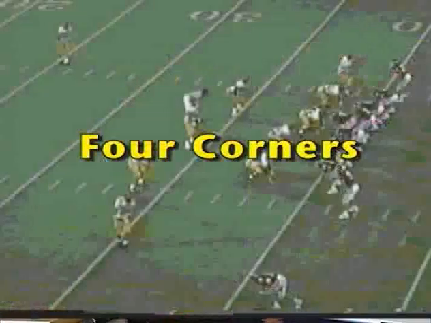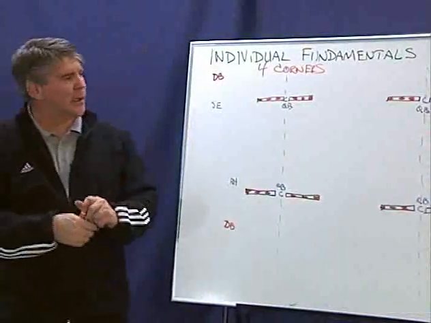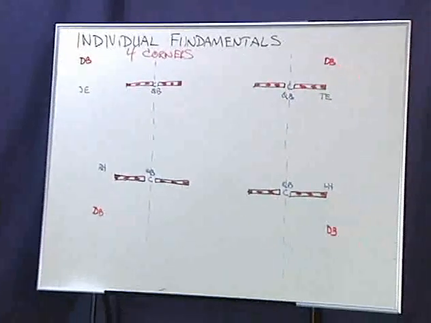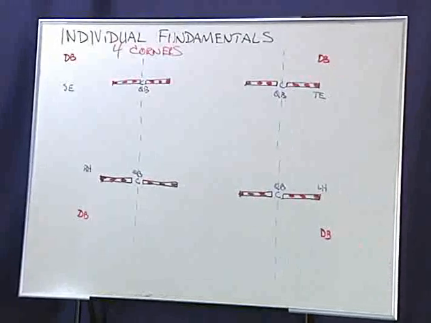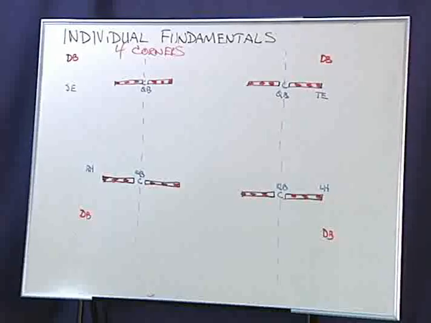The next part of the quarterback's practice plan is what we call 4 corners. Now, this is not necessarily individual, it's basically a group drill, but this is a drill that we're going to do against the defense, okay? The 4 corners basically means that we have 4 one-on-ones going on all at the same time. That's basically what it is.